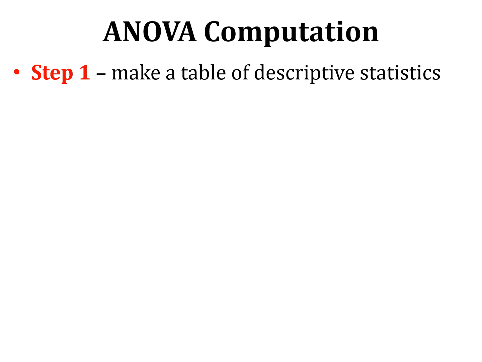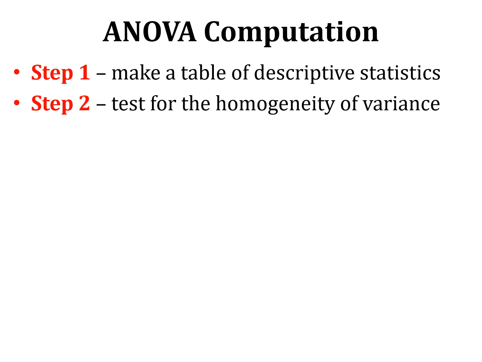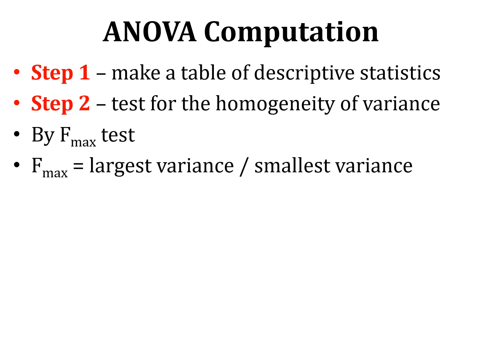Now step 1 is to make a table of descriptive statistics that we have already done. Step number 2 is test for homogeneity of variance. Remember, before computation of ANOVA we have to check whether population variances are the same or not. And we do it by a simple Fmax test, and the Fmax test is the largest variance divided by the smallest variance. The largest variance in this example is 23.08 and the smallest variance is 13.27 and the ratio is 1.74.